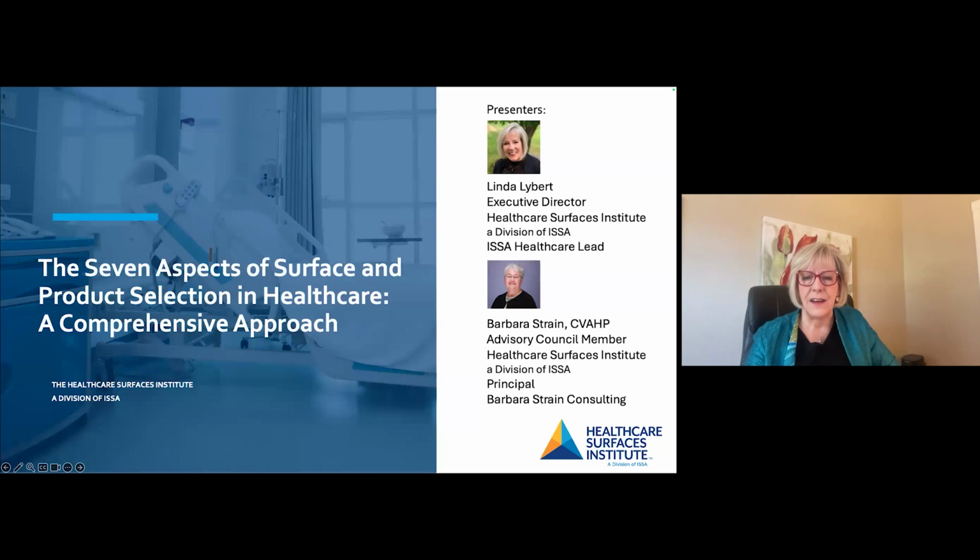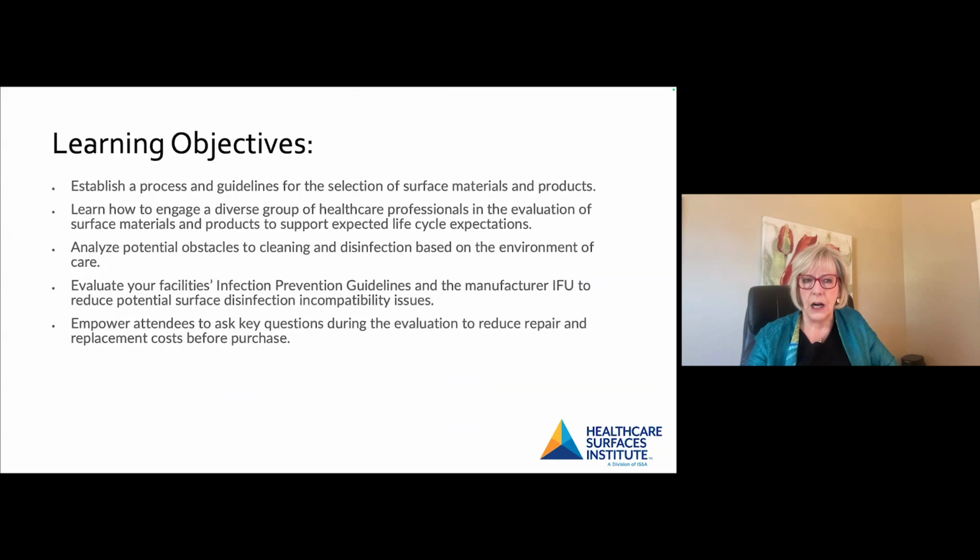Today, we're going to cover the 7 aspects of surface and product selection in healthcare, a comprehensive approach. Our learning objectives are we're going to establish a process and guidelines for the selection of surface materials and products. We're going to learn how to engage a diverse group of healthcare professionals in the evaluation of surface materials and products to support expected life cycle expectations.